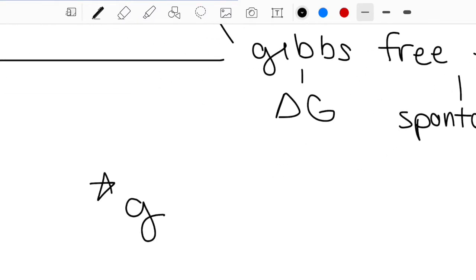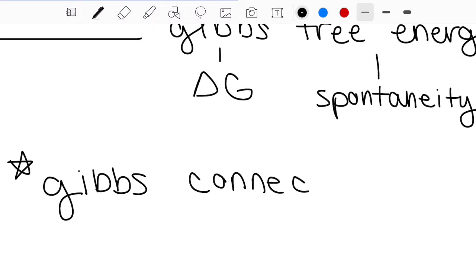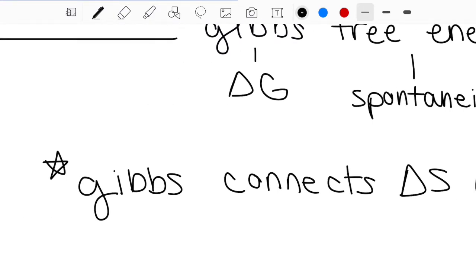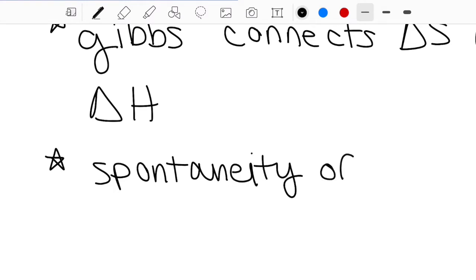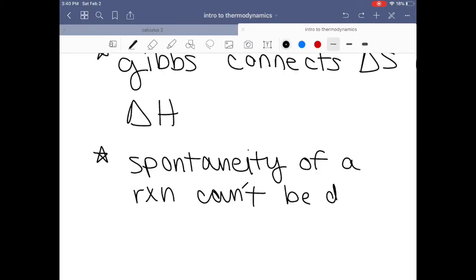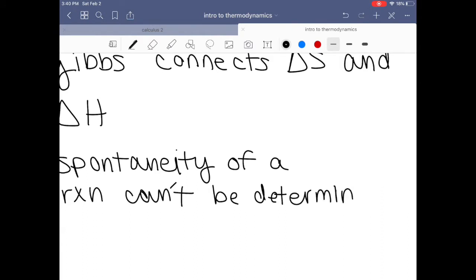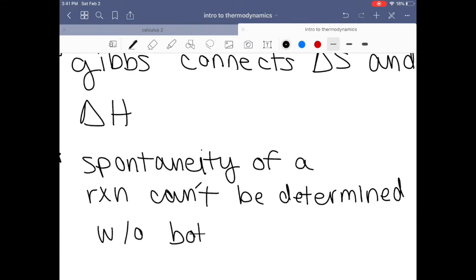So Gibbs connects delta S and delta H. And the spontaneity of a reaction can't be determined without both delta S and delta H.